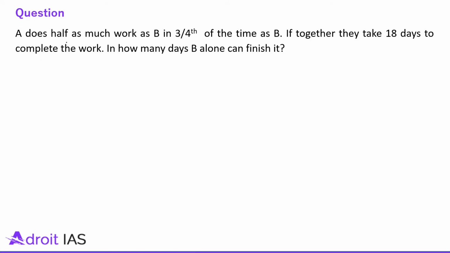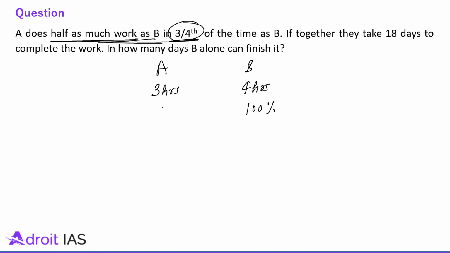Next question says A does half as much work as B in 3/4 of the time. See, 3/4 of the time, right? Everyone, let's assume that this is 4 hours. So obviously 3/4 will be 3 hours, right? So A does half as much work as B. So let's say if B works 100%, then A will work only 50%, right? So 100% work of A will be done in 3 into 2, that is, in 6 hours.